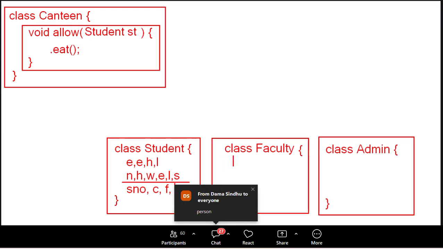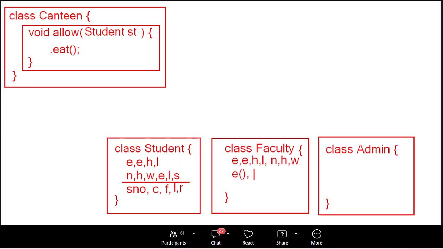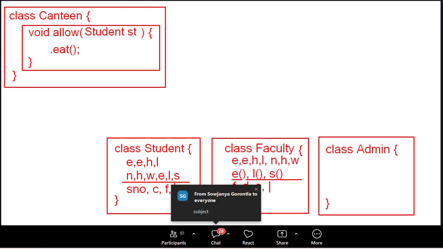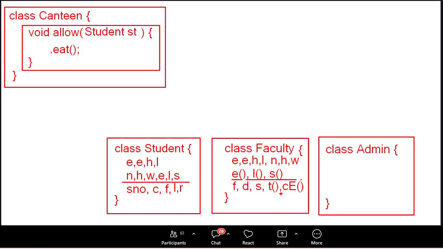Then in the class faculty also, I should create eyes, ears, hands, legs, name, height, weight. Next, eat, learn something, and then what? Sleep. Next, being a faculty, your values should be stored: faculty number, faculty name already there, department, next salary, next he should teach and what? Conduct exams. Teach and conduct exams, operations he has to perform.